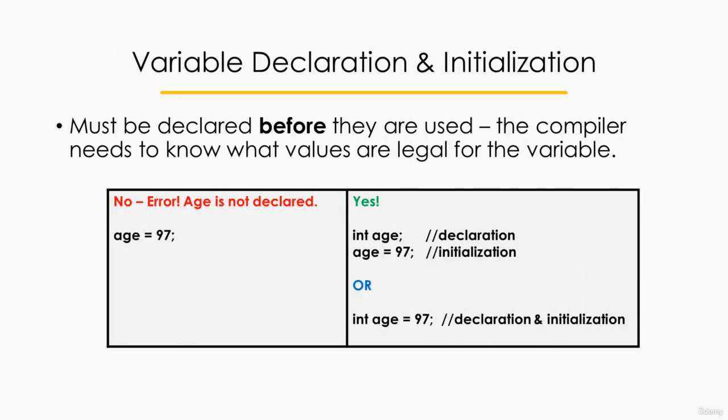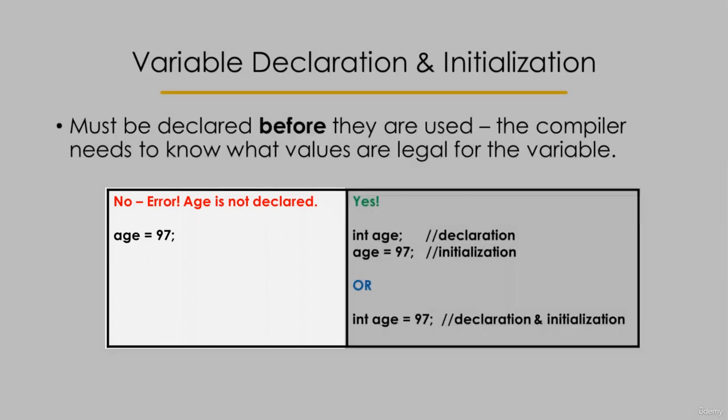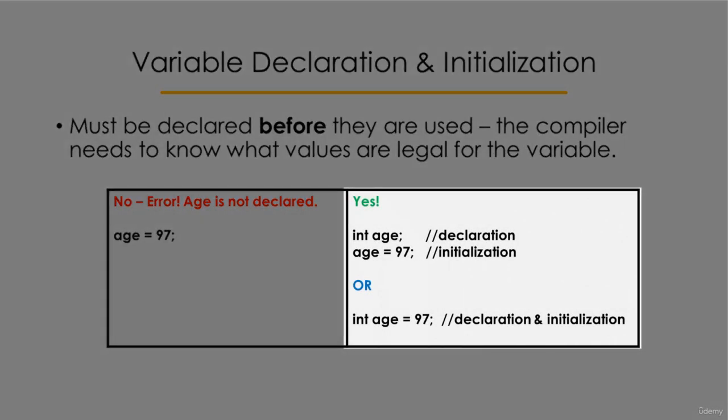A few important notes here on variable declaration and initialization is that we need to declare variables before we use them. The reason is that the compiler needs to know what values are legal for our variables. So in the left block here, we will get an error because we simply say age is equal to 97, but age is not declared. So we are trying to initialize something that is not declared, that does not exist yet in memory. To the right, we can see how we do it properly.